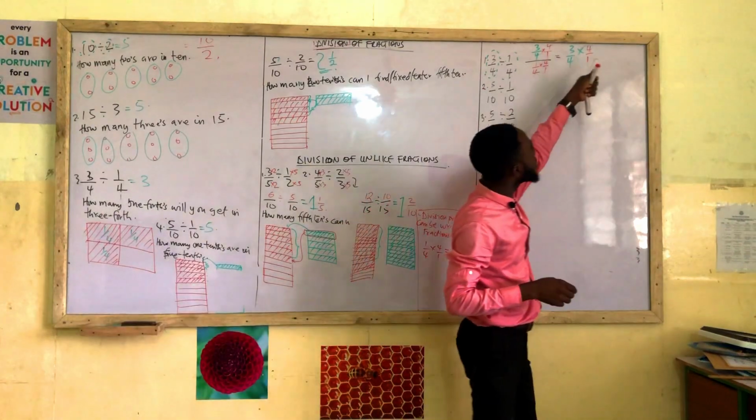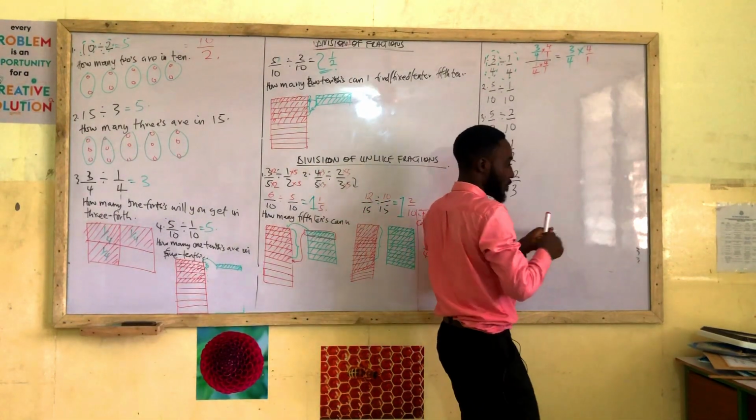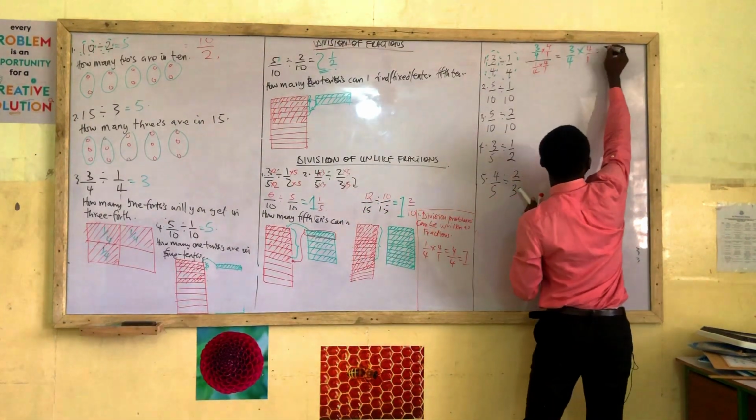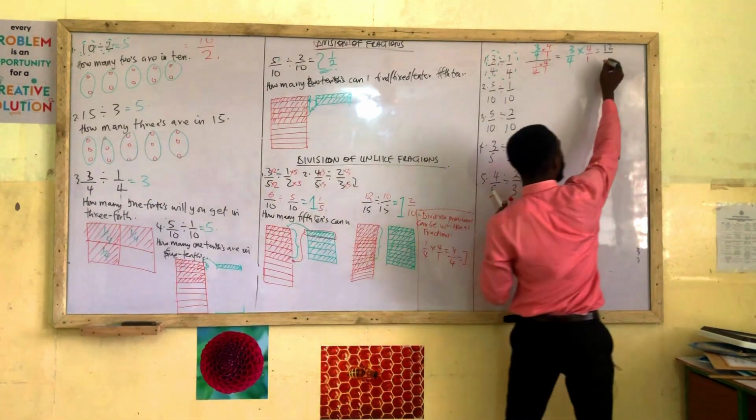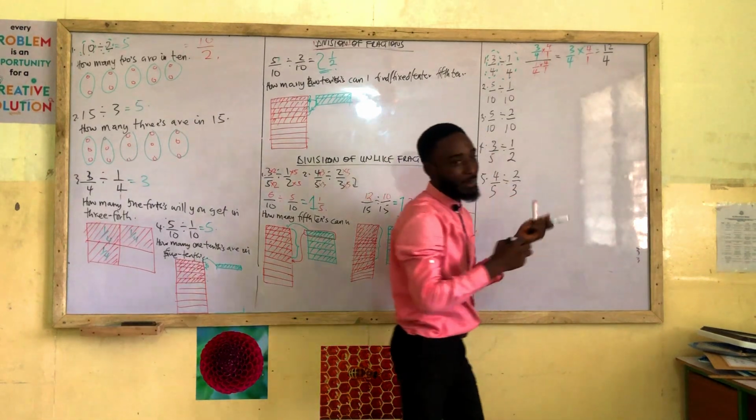Now let's try something. So what's 3 times 4? 12. 4 times 1? 4. So what's 12 divided by 4?